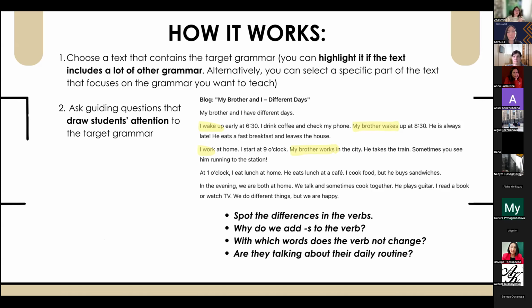And then you can introduce it differently. When you write the formula for the present simple, there you can mention, oh, I, you, we, they. And are they talking about their daily routine? Now, here is the question.